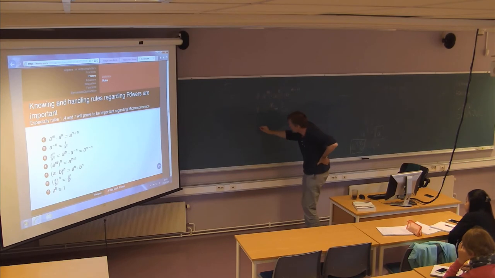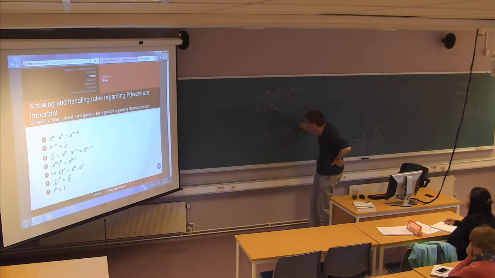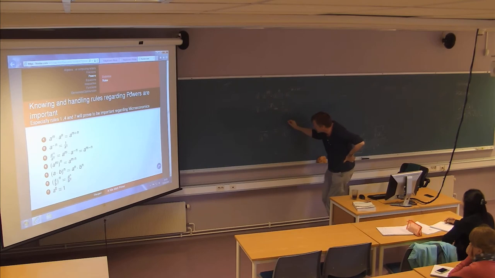Now, if you want to find this one, actually dividing a to the power of m by a to the power of n, then we can use this one, can't we? So this can be written as 1 over a to the power of n, we can write it like this, can't we? This is the same, okay? And then we can substitute this one with this one for that one, okay? Then we get a to the power of minus n times a to the power of m.